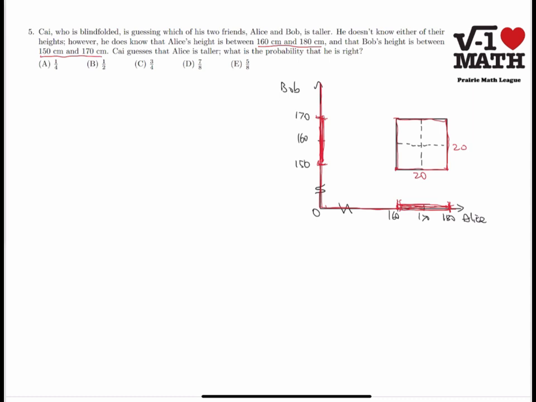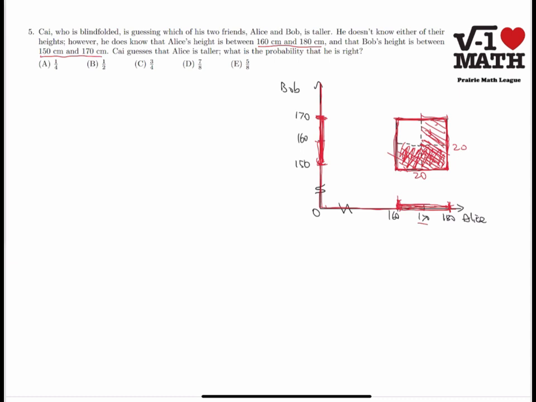Now, this square is the entire possibility space; any possible configuration of Alice and Bob's height fits uniformly onto this square. And now we just wish to find the percent area shaded of Alice being taller than Bob. If Alice is taller than 170 centimeters, like this region here, then of course Bob can't compete because Bob can only get up to 170 centimeters. So Alice is sure to be taller than Bob. Similarly, if Bob is shorter than 160, then there's no way for Alice to possibly be shorter than that. So again, Alice has to be taller.